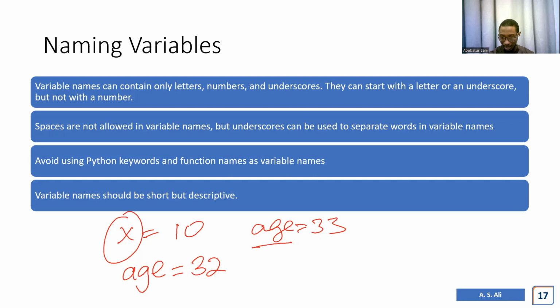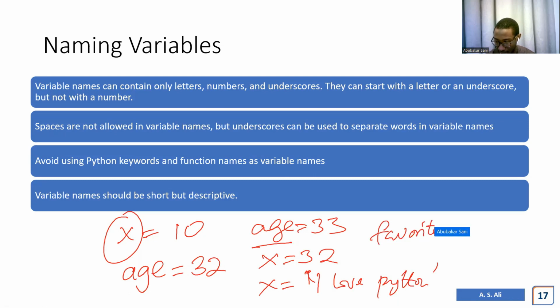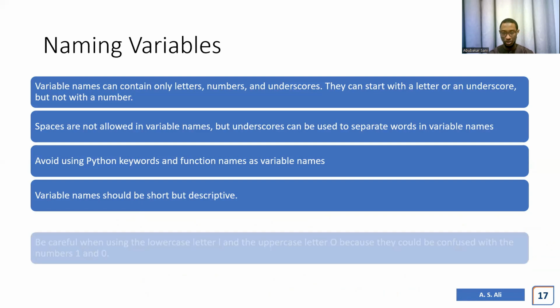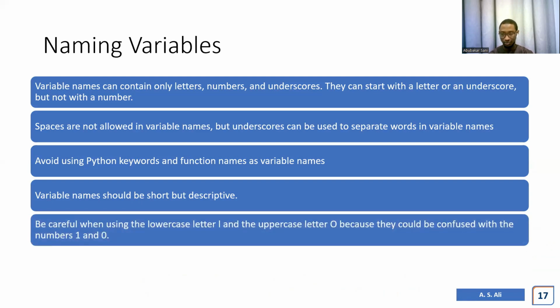But if you have x, I say x is equal to 32. Then somebody said x is equal to I love Python. So this is a confusion. But I can say this is my favorite statement. I can say Fab's favorite statement is equal to I love Python, for example. We like something like this so that anybody who is reading your code will understand what each variable is doing. So avoid this ambiguous X, Y, and stuff like that.